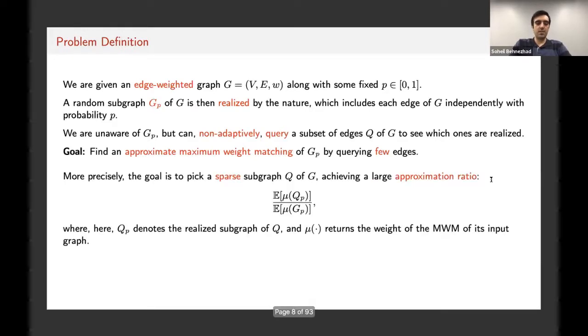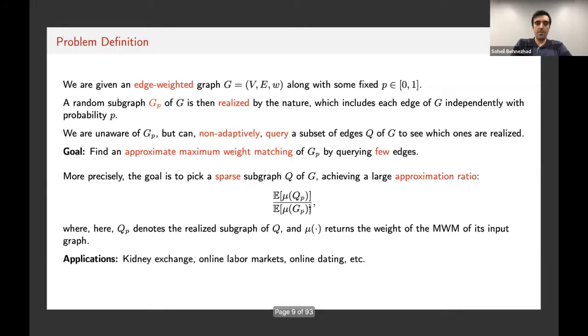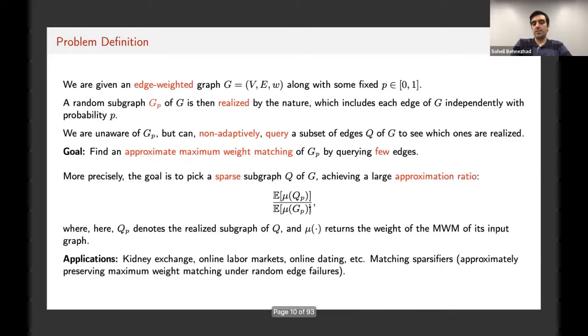Alternatively, the problem can be defined as follows. We would like to find a sparse subgraph Q of G that, in addition to being sparse, achieves a large approximation ratio, where the approximation ratio is the expected weight of the maximum weight matching in a realization of Q over the expected weight of the maximum weight matching in the realization of the whole graph G. The problem has many applications, for example in kidney exchange, online labor markets, and online dating, and it can also be seen as a graph sparsification problem.